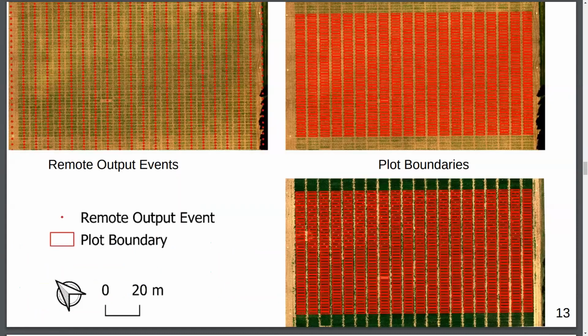So here's what it looks like on a much bigger scale. In the top left, we have our remote output event. That's what the planter outputs. You can see that lines up pretty darn well. And then on the top right, we have our plot boundaries, which we've generated from those points. And you can see that in the bottom right, there's a later season image, and it still lines up properly. If you look around the edges, you can see those white patio tiles throughout the field. That's how we were able to align all these images, because we can see those patio tiles from all of our images.